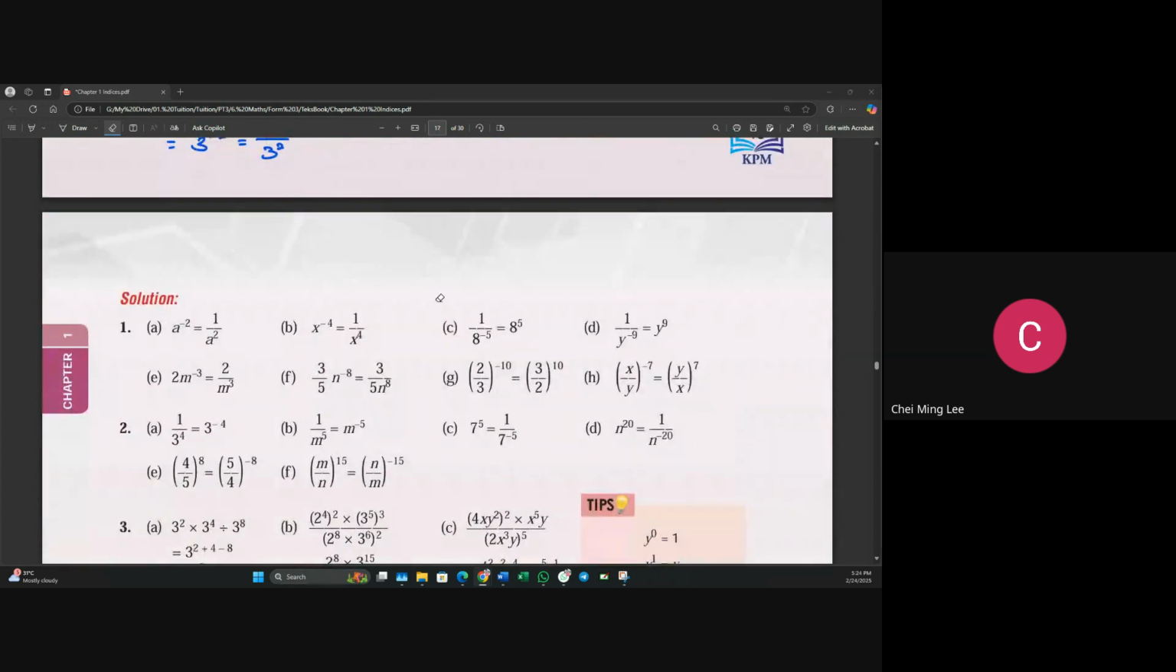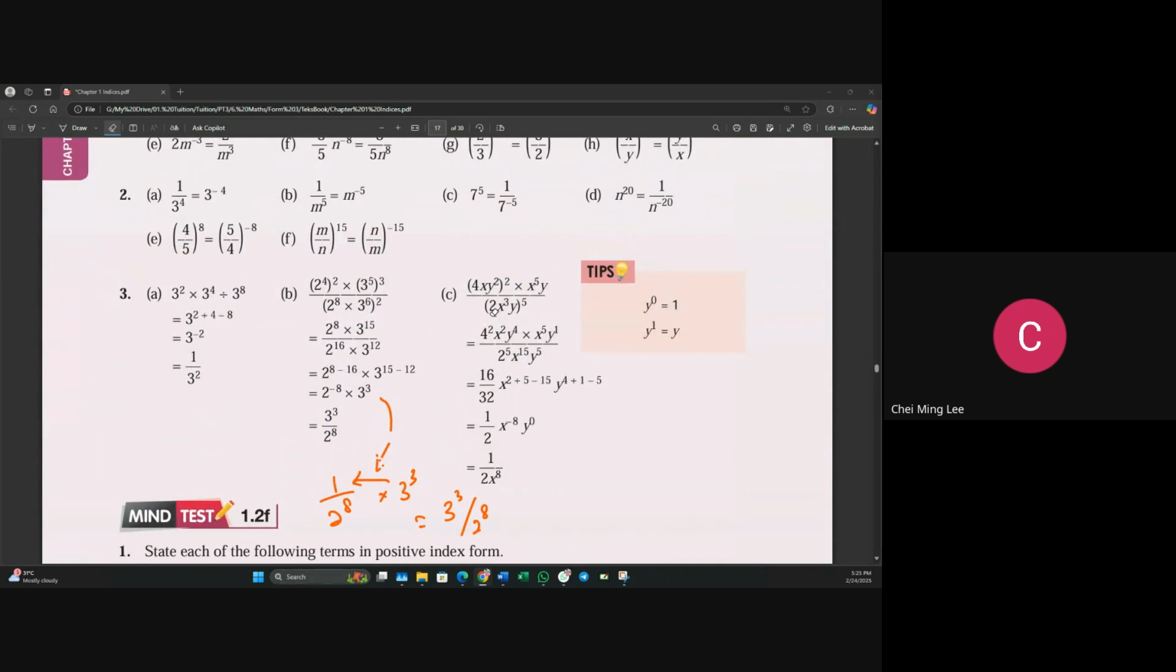So let's see the answer. For this one, first we solve the top side. So 4 to the power of 2, x to the power of 2, y to the power of 2 (2 becomes 4), times x to the power of 5, y, divided by 2 to the power of 5, x to the power of 3 times 5, 15, y to the power of 5. Now we solve 4 squared over 2 to the power of 5. It becomes 16 over 32.